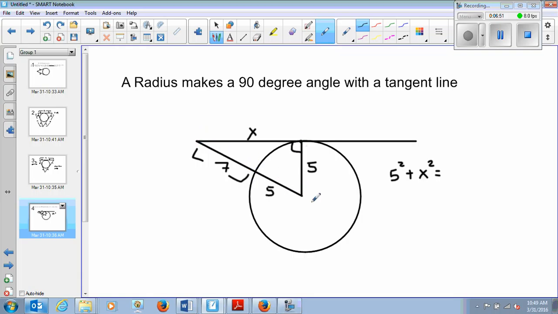So 7 and 5 make 12. So we're going to square 12. 5 times 5 is 25. X squared, we just leave it. And then 12 squared is 144. Now what we have to do is get x by itself. So remember, we should get an answer that's less than the hypotenuse here. I'm going to subtract 25 from both sides.